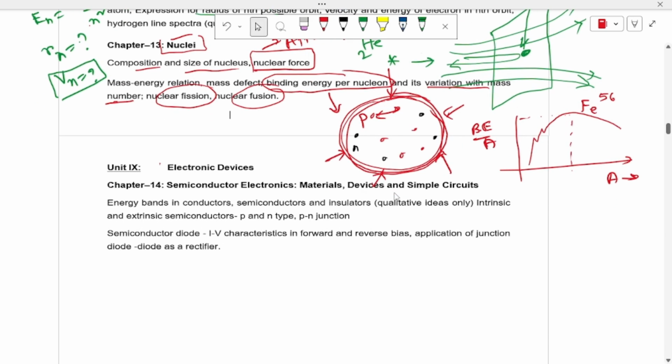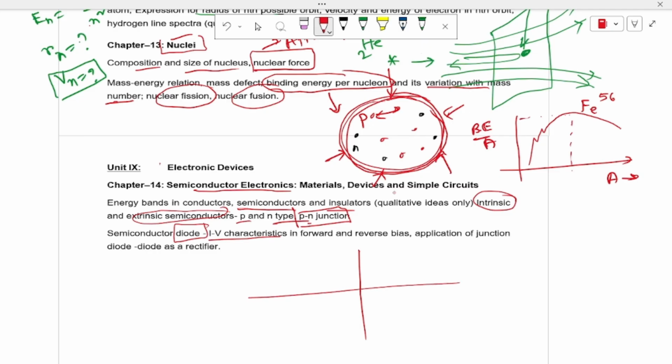Then chapter number 14 is semiconductor electronics. We will study different materials like conductors, insulators, and semiconductors. There is intrinsic semiconductor, extrinsic semiconductors, p-type, n-type, and then p-n junction. We will study this p-n junction diode and its IV characteristics, forward bias, and then reverse bias.